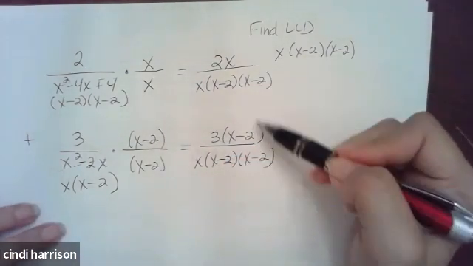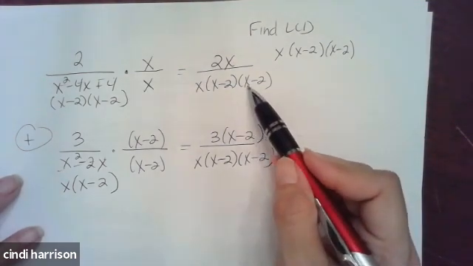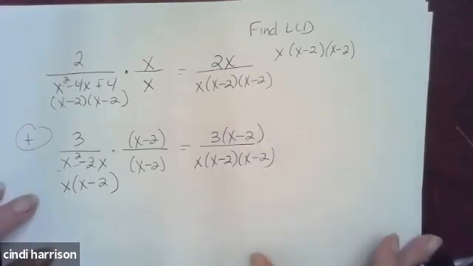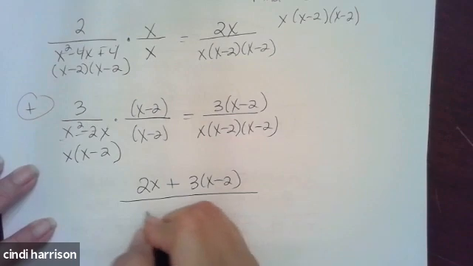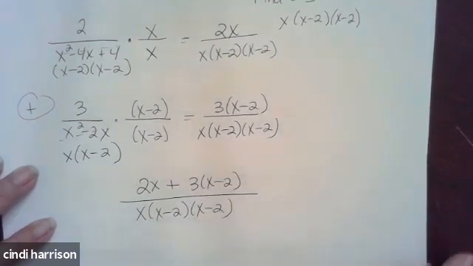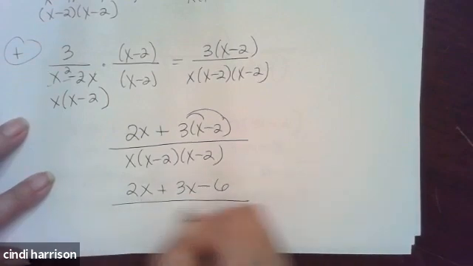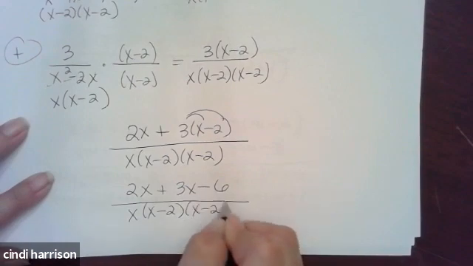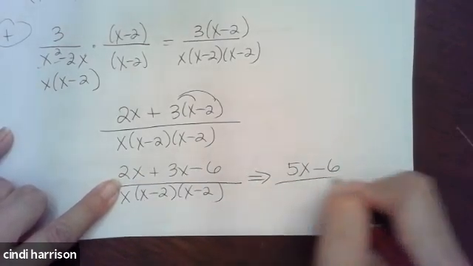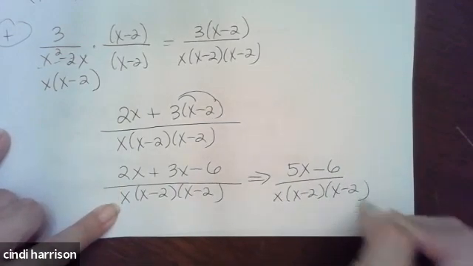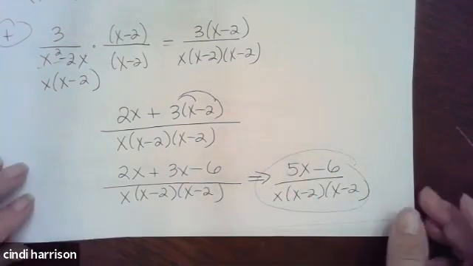So now we have our equivalent fractions, and I need to add those. So what we do is we add the numerators to create our new solution fraction, add the numerators, and the denominator stays the same. So I have 2x plus 3 times x minus 2 over that denominator. And then we're going to multiply here. So that's 2x plus 3x minus 6 over. And then finally, combine your like terms. So 2x plus 3x is 5x minus 6. Now, can I factor this numerator? No. And if I can't factor it, it can't be simplified. So this is our answer, just like that.